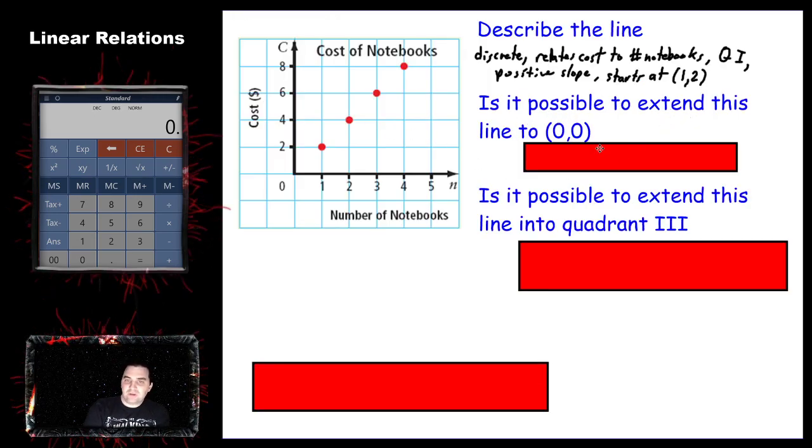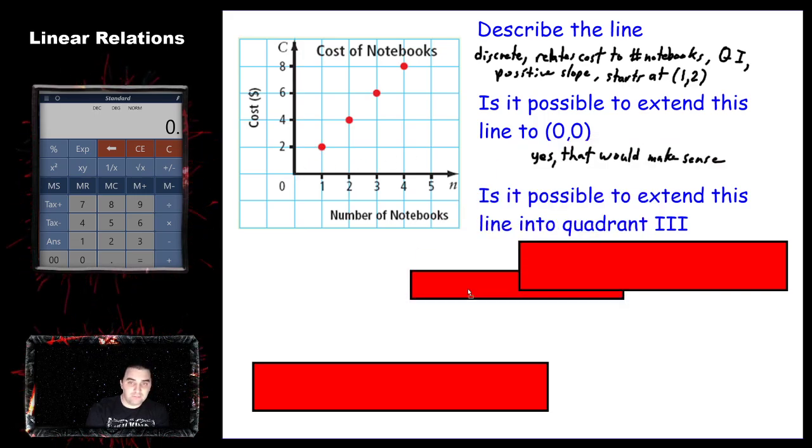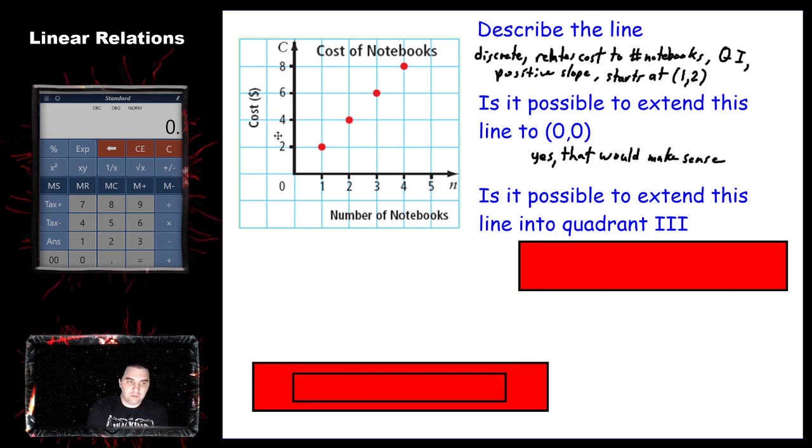Is it possible to extend this line to 0, 0? So could I put a point at 0, 0? Would it make sense? Yes, that would make sense. You're going to spend $0 on 0 notebooks. It would make absolute sense. Sure, why not?